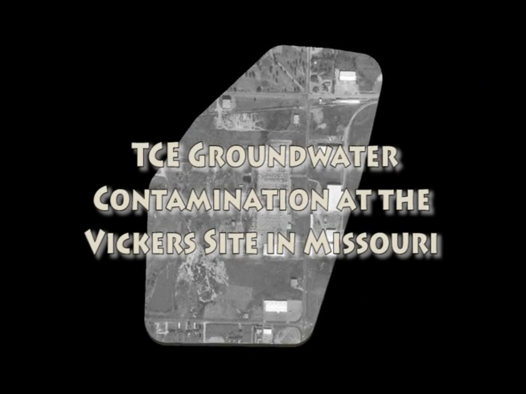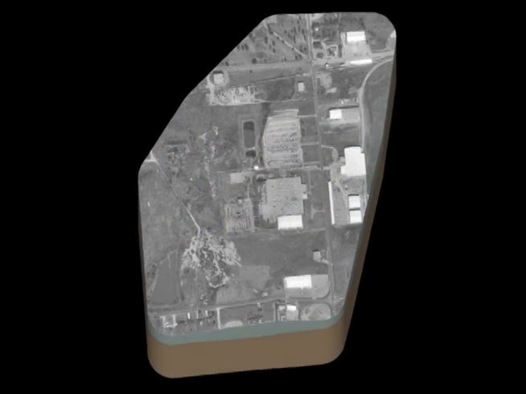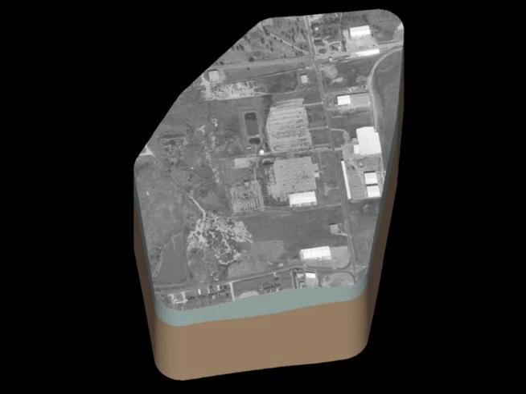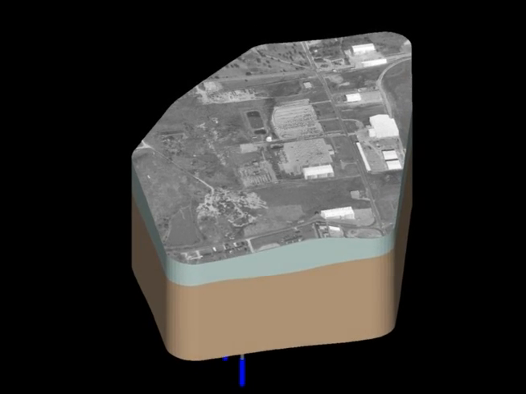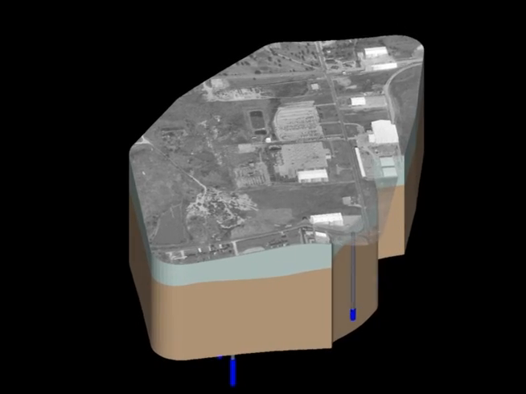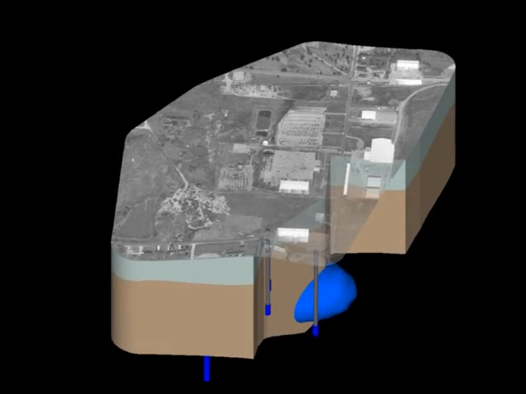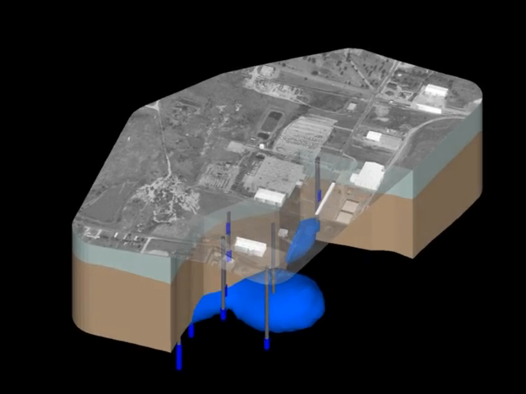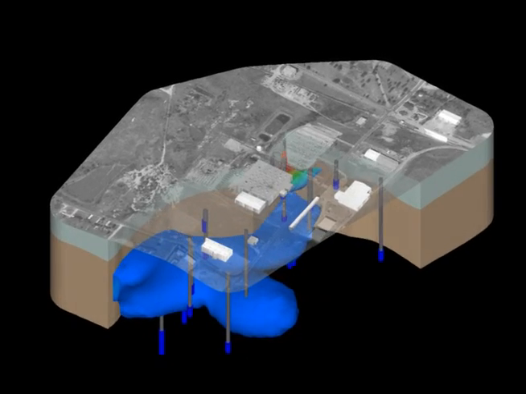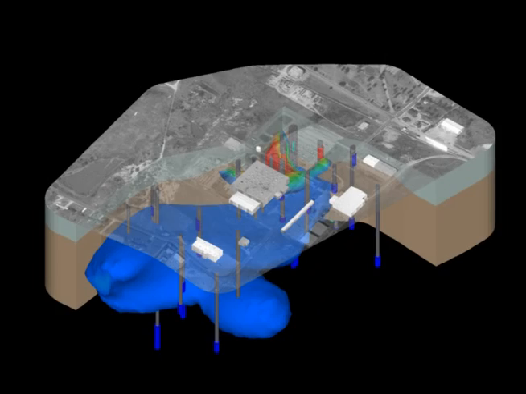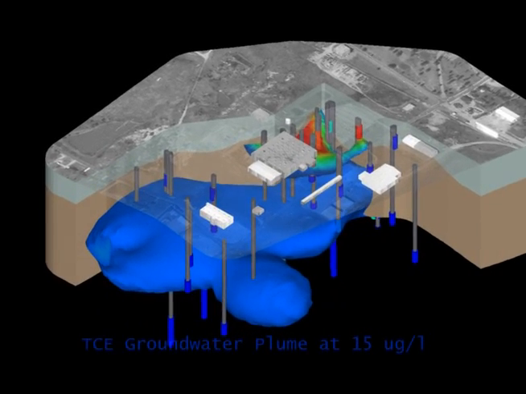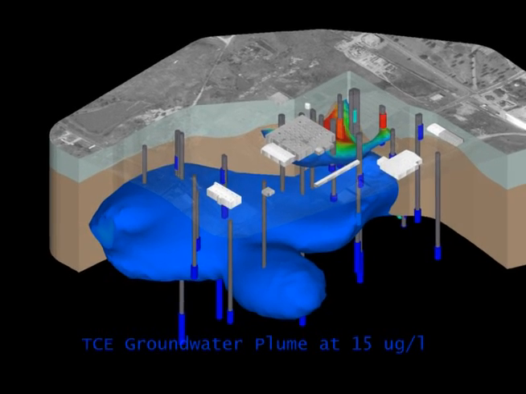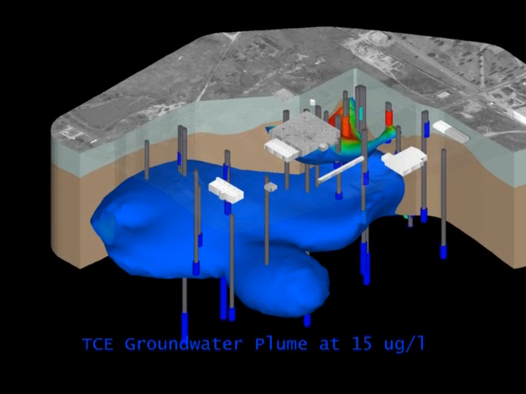This animation of trichloroethylene groundwater contamination at the Vickers site in Missouri includes three-dimensional buildings and an aerial photo. The unsaturated and saturated zones are cut away to reveal TCE displayed with monitoring well screens colored by concentration and plumes at 15, 30, and 50 micrograms per liter. The data was provided courtesy of Patrick Quinn at the Missouri Department of Natural Resources Hazardous Waste Program.